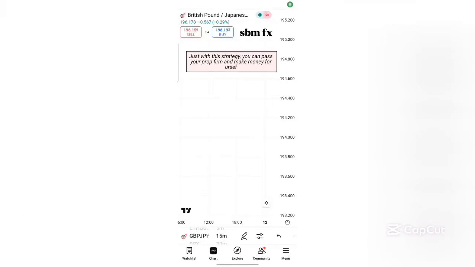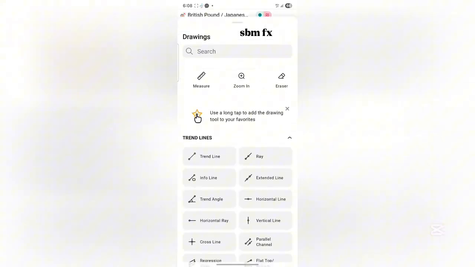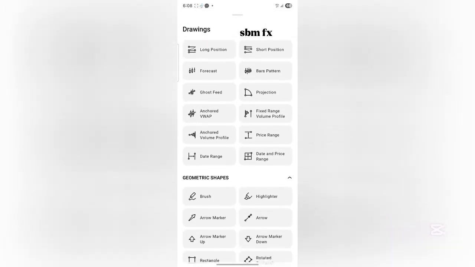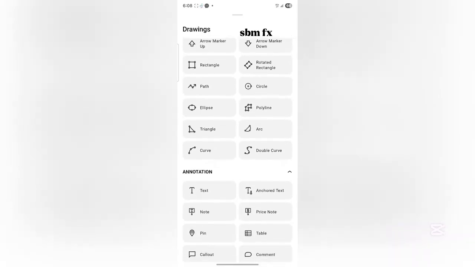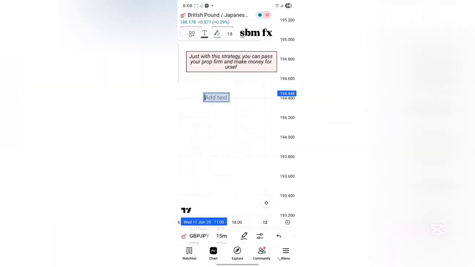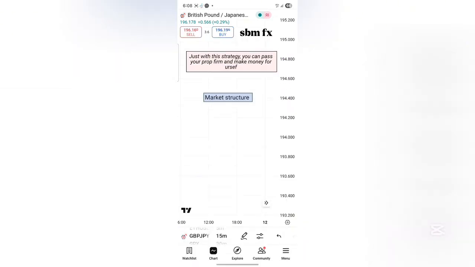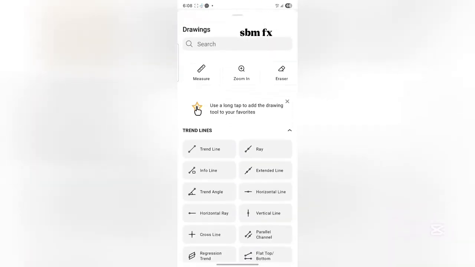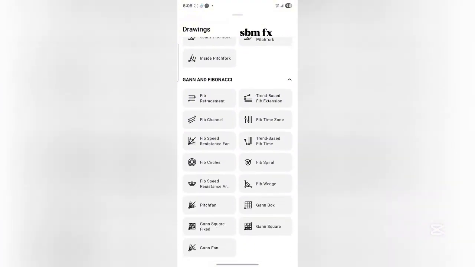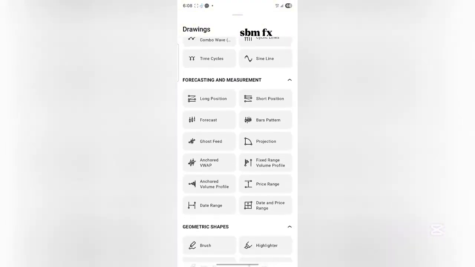With this strategy, you can pass your prop firm and make money for yourself. Now, what you should first look out for is your market structure. Then the next thing you should look out for is a failed order block, also known as a breaker block.